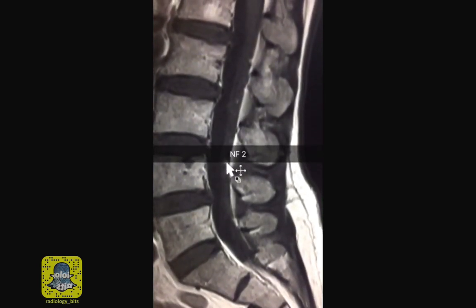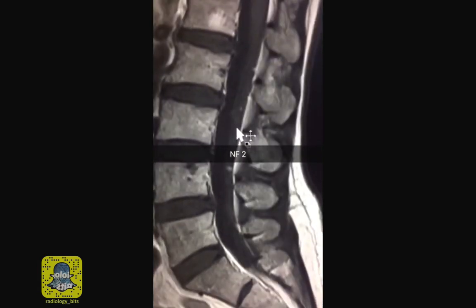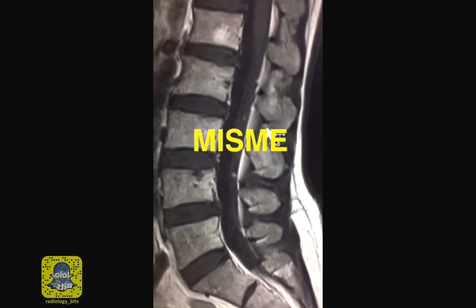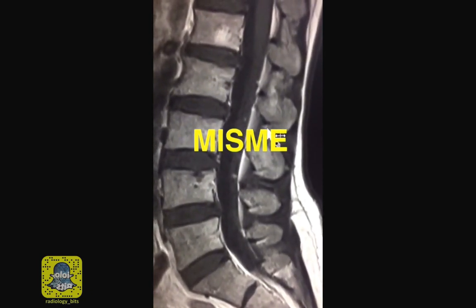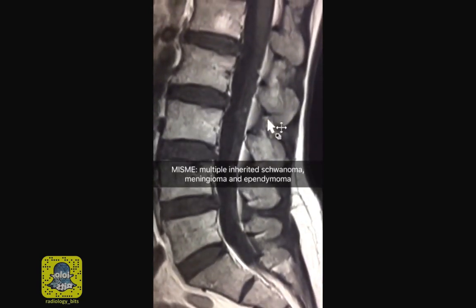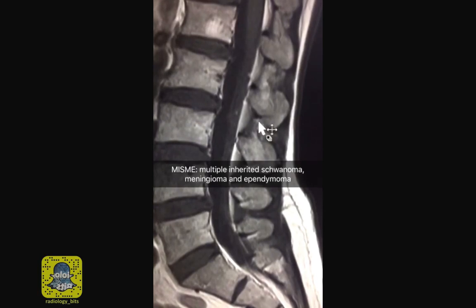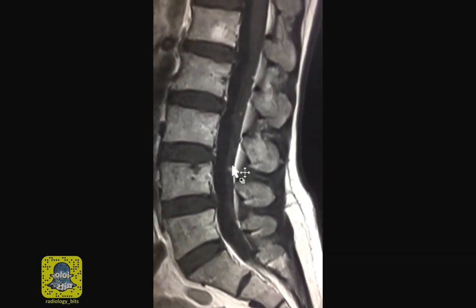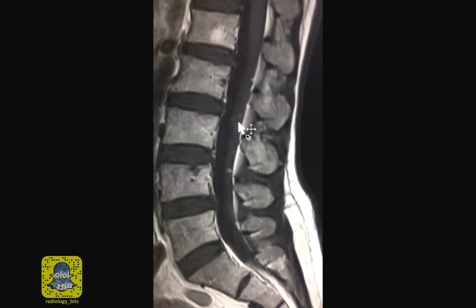And the reason you see these in neurofibromatosis, these are all nerve sheath tumors, namely schwannomas. For better understanding, remember that neurofibromatosis is a neurocutaneous syndrome known as the Miss-Me syndrome. And that stands for multiple inherited schwannomas, meningiomas, and ependymomas. So the multiplicity of tiny cauda equina schwannomas highly raises the possibility of neurofibromatosis type 2.